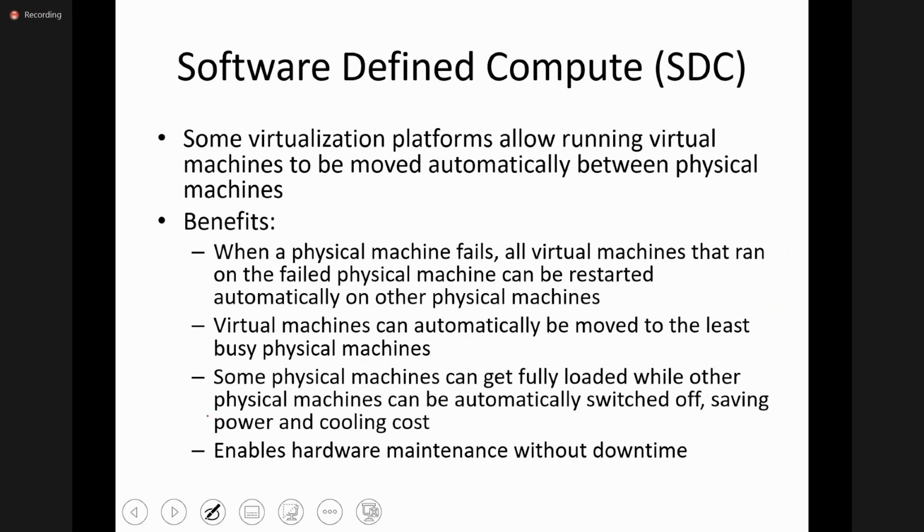Software, also some virtualization platforms allow running virtual machines to be moved automatically between physical machines. What are the benefits for SDS, SDC? When a physical machine fails, all virtual machines that run on the failed physical machine can be restarted automatically on another physical machine. Virtual machines can automatically be moved to the least busy physical machine. Some physical machines can get fully loaded, while other physical machines can be automatically switched off, saving power, etc.